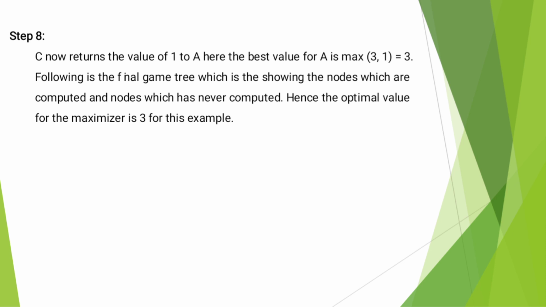Next, C now returns the value of 1 to A. Here the best value of A is maximum of 3 comma 1, that is equal to 3. Following is the final game tree, which shows the nodes which are computed and the nodes which were never computed. Hence the optimal value for the maximizer is 3 for this example.